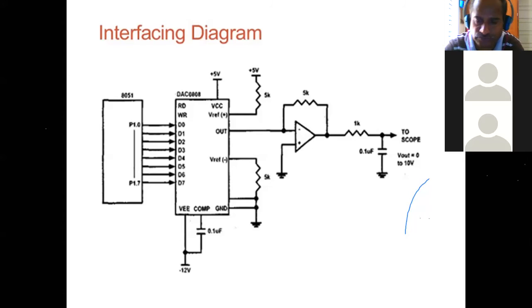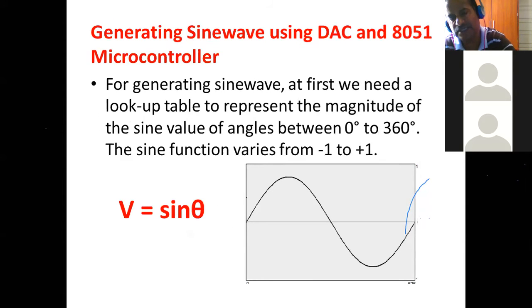Now, we may generate any signal, for example a square wave. To generate a square wave, it is very simple. First, supply 0000 to all the input digital signals. Then it gives 0 output voltage. Wait for some time. Then output all digital input signals as 1111. Then we get 5 volts.